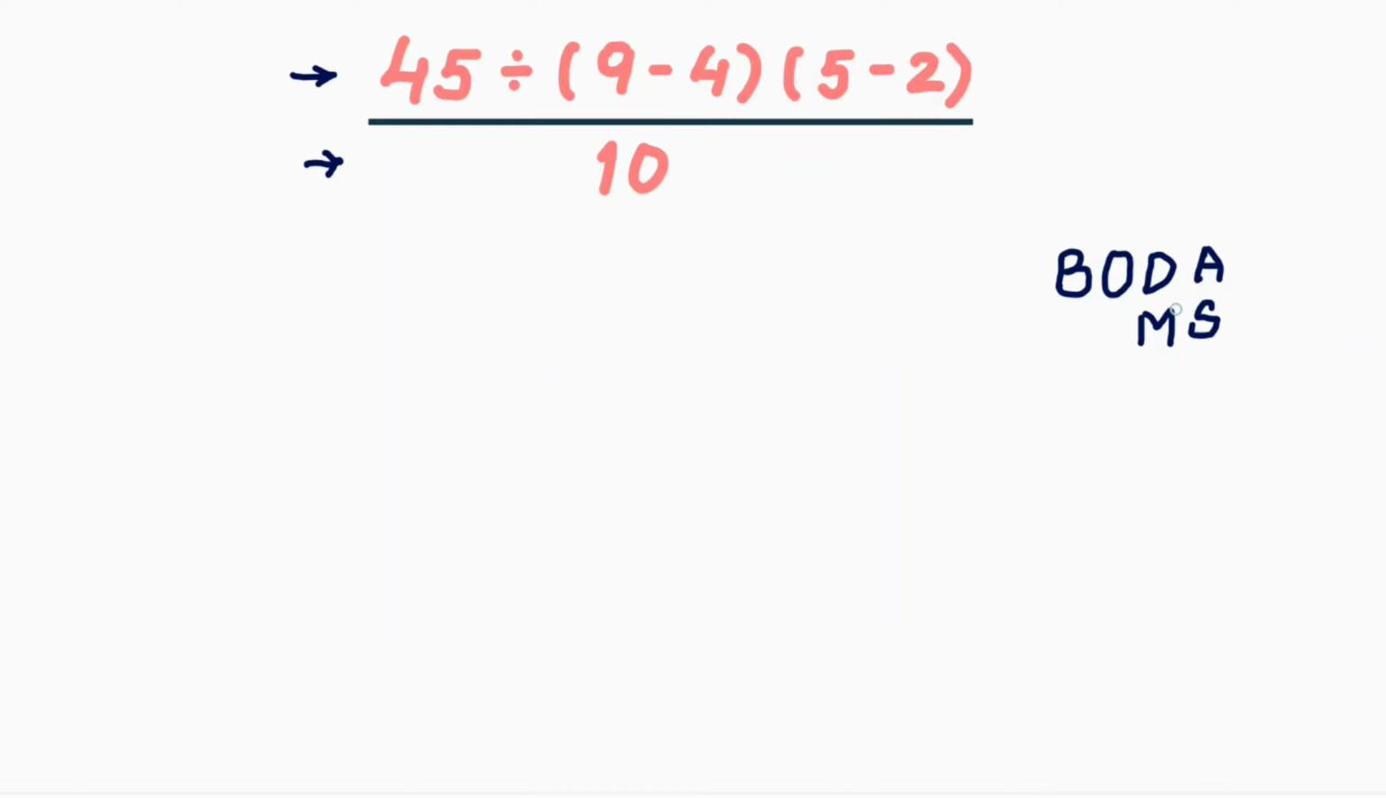So first go for the bracket. 9 minus 4, 5. 5 minus 2, 3. Write this as multiplication.